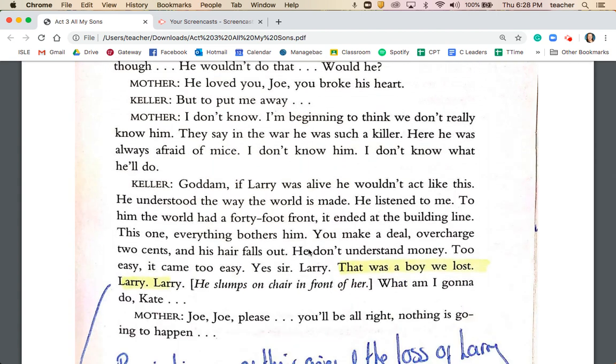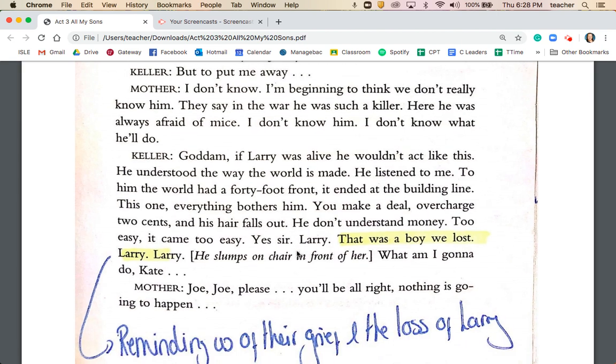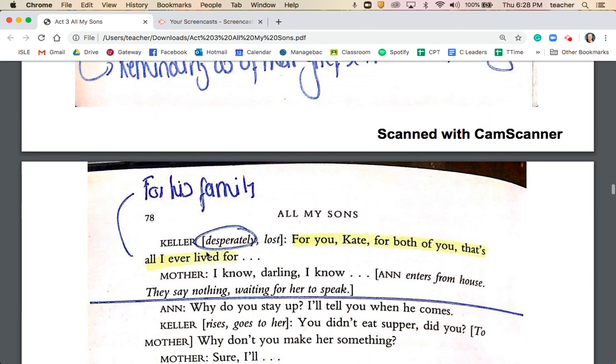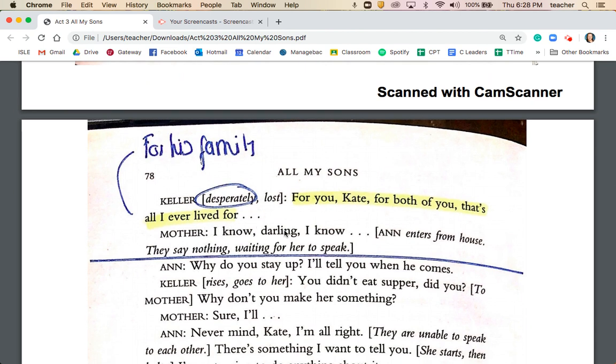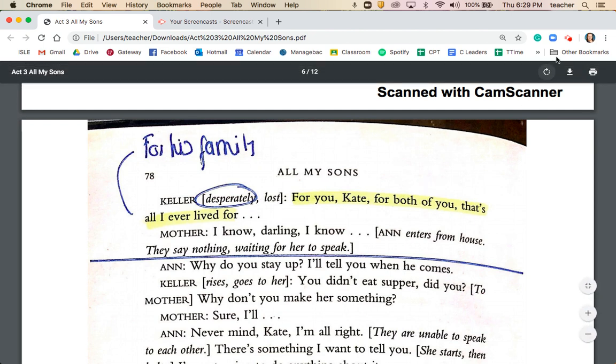If we go a bit further down here, he starts to talk about Larry, and I think it's an interesting technique being used by Arthur Miller just to remind the audience about Larry and about the grief that Keller and Mother have suffered with the loss of Larry. So he talks about Larry, that was the boy we lost, and this sense of sadness that Joe and Kate have over the loss and death of Larry. And again, at the end of this section, he reasserts, for you, Kate, for both of you, that's all I ever lived for. So this is what he's been doing, acting in the interests of his family. This is what drives Joe forward, trying to provide for his family.